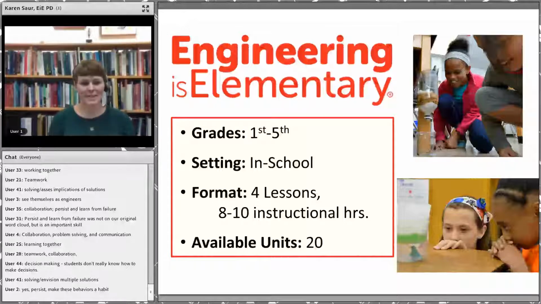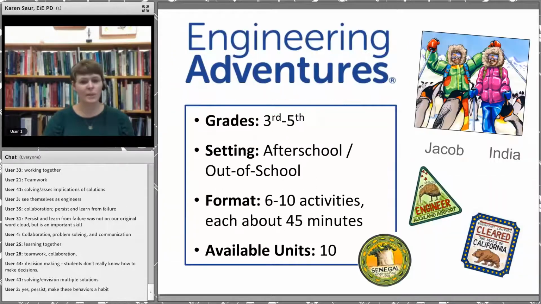There are 20 units. It is written for 1st through 5th grade, and we do have tips in the units that talk about how to make it more advanced or more basic depending on what grade you're teaching. And again, this is 8 to 4 instructional hours with 4 lessons.